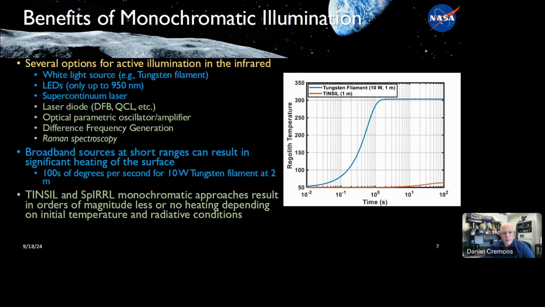All right, so I'm running out of time, but here I just wanted to say that one real key of this monochromatic illumination technique that we're using is we don't really heat the surface at all because the flux density is very low compared to something like a supercontinuum source or a tungsten filament. Next slide, please.